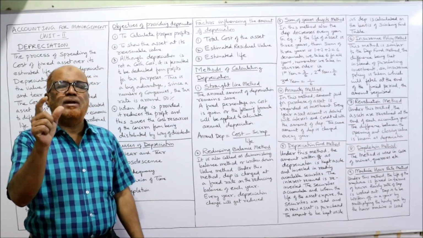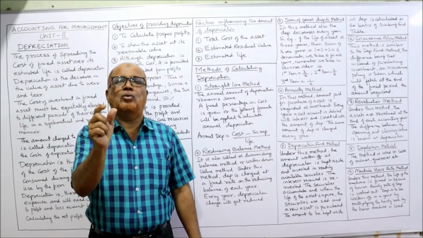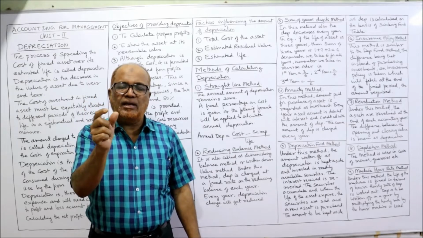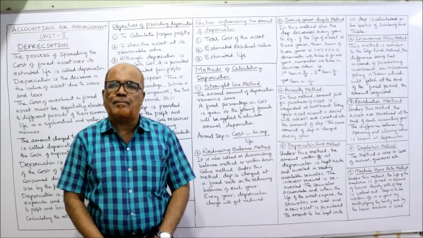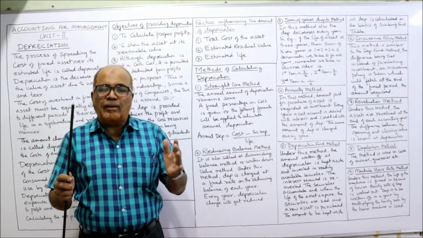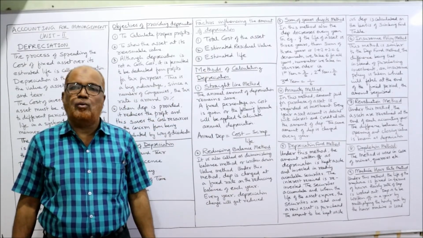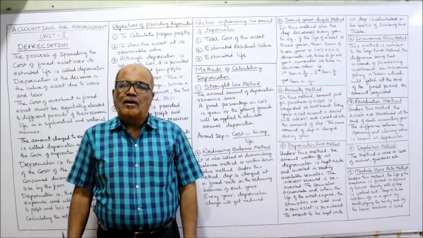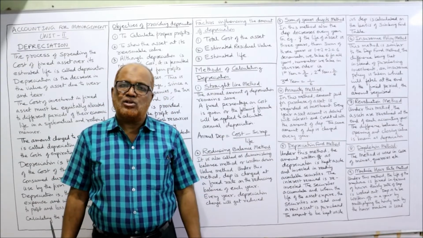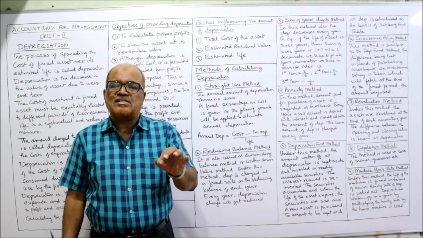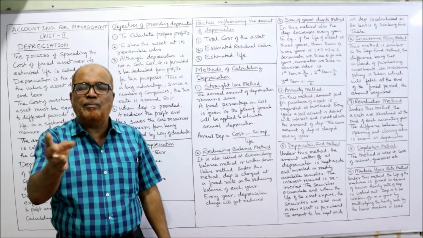So what is this depreciation fund method? Every year an amount equal to the depreciation of the asset will be invested in a separate security. The amount of depreciation will be invested in outside marketable securities. Example, 1 lakh rupees is the cost of the machine. The depreciation for the first year is 10,000. So first year 10,000 rupees investment we purchase.